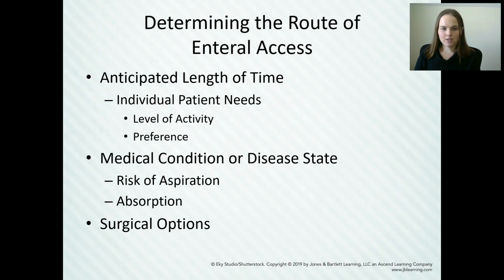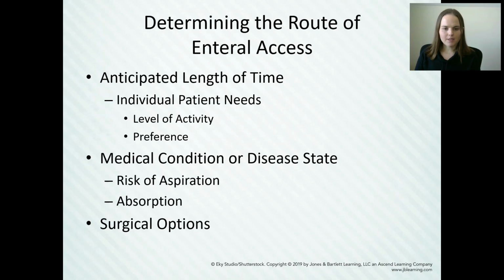Those are things to consider if you know that you have a really active patient and we're not sure how long they're going to be on feeds for. They might prefer a G tube or a J tube so that they're not hooked up to a feeding tube the whole time. Other things that might help us determine the route of enteral access are their medical condition or disease state. If they're at higher risk of aspiration, we probably aren't going to place the tube into their stomach. Or if they have lots of absorption issues, it actually could go either way. We could place it into their stomach or into their small intestine. It really depends on what's going on.